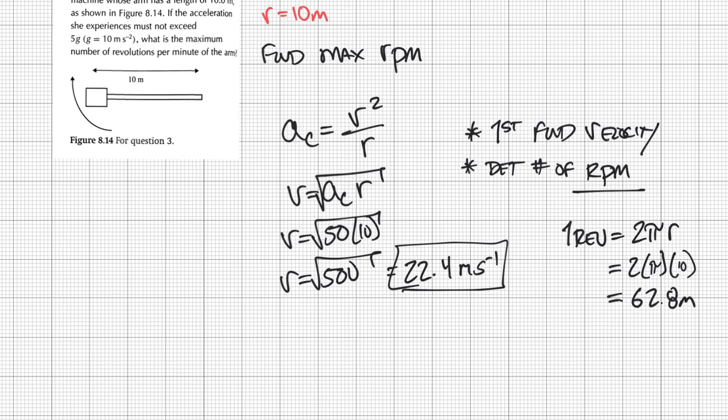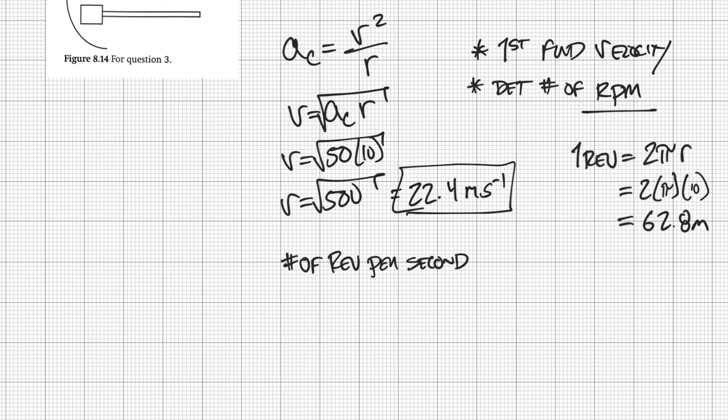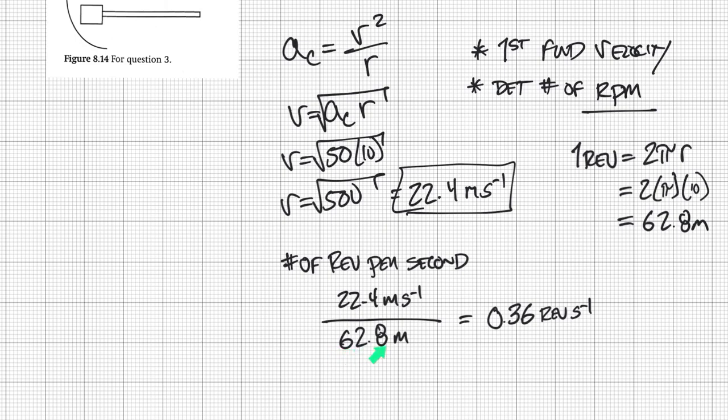So then I'm just going to find the number of revolutions per second. I'm going to do that by saying, if she does 22.4 meters per second divided by 62.8 meters, that's going to give me 0.36 revolutions per second. Because one revolution is 62.8 meters, and she does 22.4 meters per second, she goes just over a third of a revolution per second.